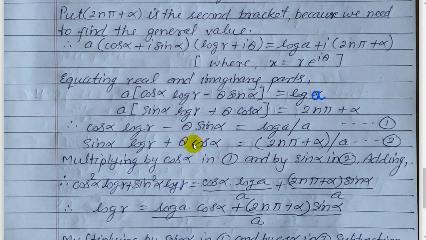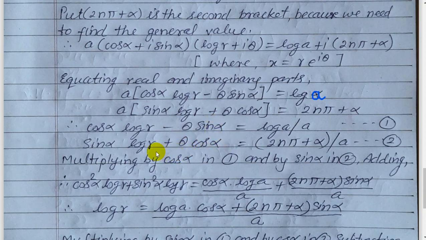This means the second term on the left hand side will be cancelled from each other because they are equal and opposite in sign. Here this will be theta into cos alpha sin alpha, and here with minus sign, and here this will be plus theta cos alpha sin alpha, so they will be cancelled to each other.